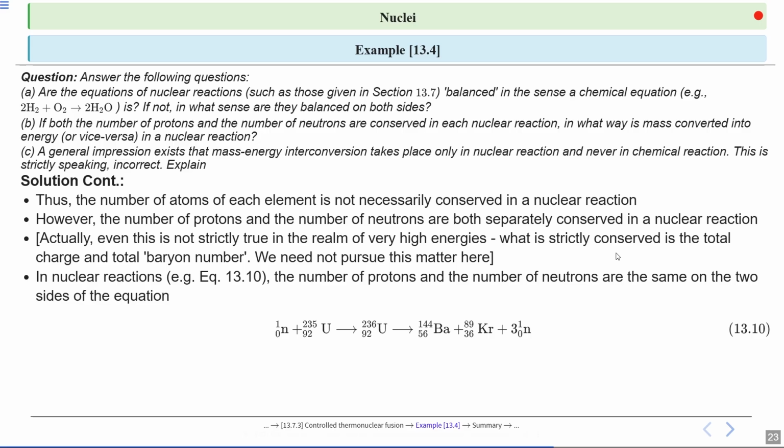Let's look at a specific example. In the reaction where a neutron hits uranium-235, it produces uranium-236, which then splits into barium-144, krypton-89, and 3 neutrons. If you add up the protons and neutrons on both sides, you will see they match. This shows how nuclear equations are balanced, not by atoms but by the number of protons and neutrons.